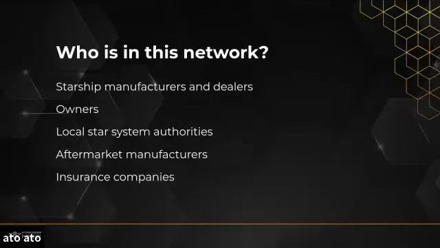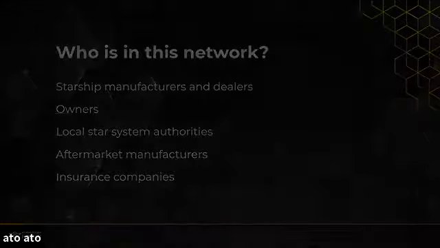And lastly, insurance companies. What if I install a new autonomous flight module that makes it safer to fly my Starship? Well, maybe that could automatically update my insurance rate. That would be pretty neat too. So those are the different entities in the network.